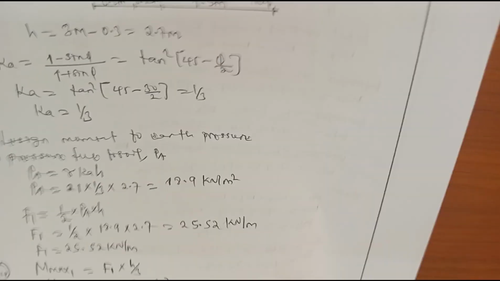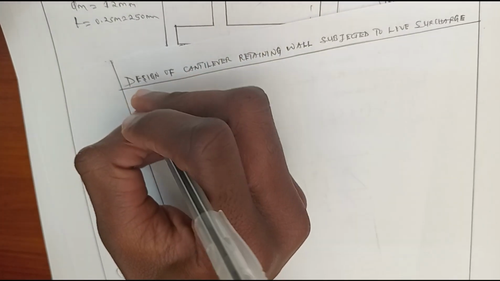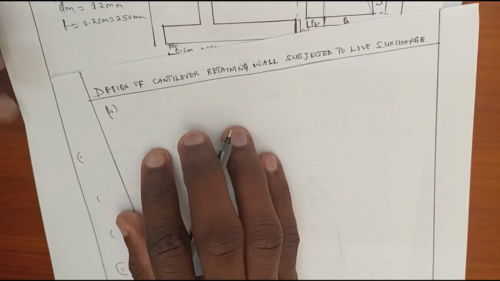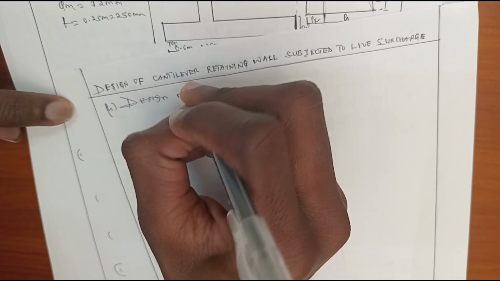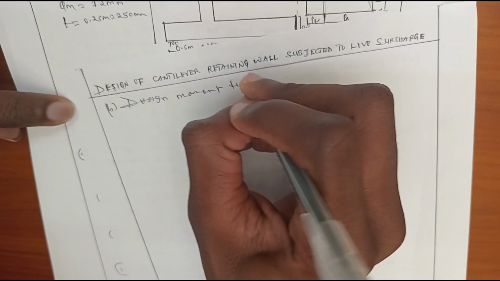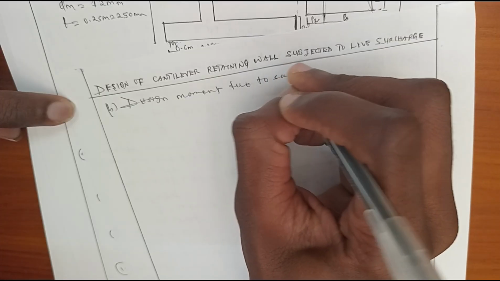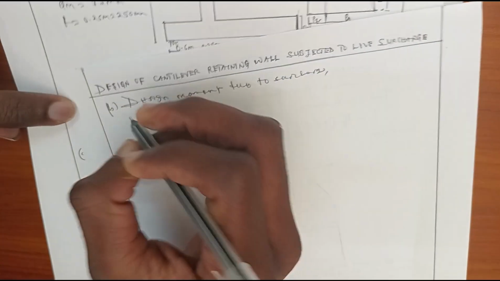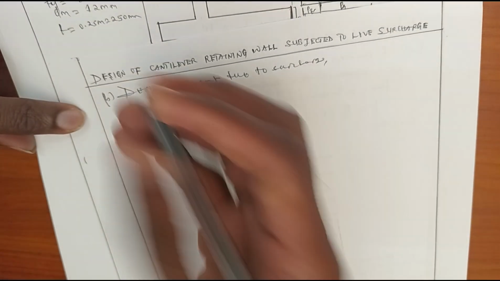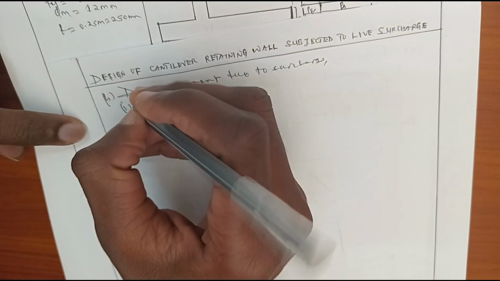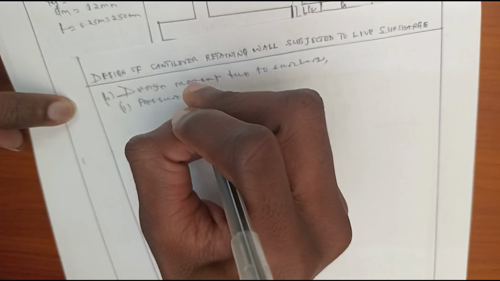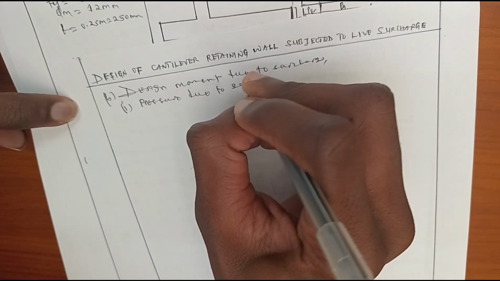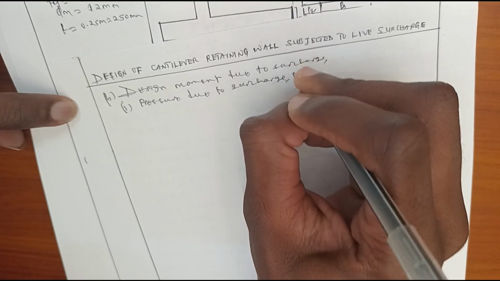The next we are required to determine the design moment due to surcharge. To obtain design moment due to surcharge, the first step is to determine pressure due to surcharge. This pressure due to surcharge is obtained by, let's say this is PQ.